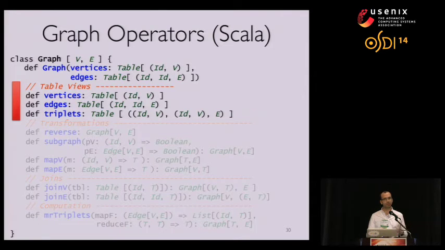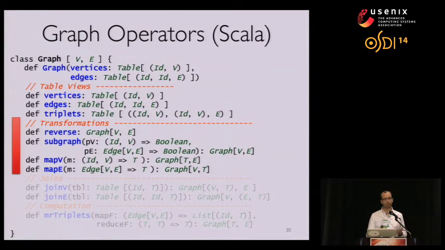Now, this is just a logical view. It uses the same underlying physical representation. We can view the vertices and the edges as separate tables. In addition, we're going to introduce a triplets view, which is a logical joining of the vertex and edge tables. And I'll talk a bit more about that in a moment.